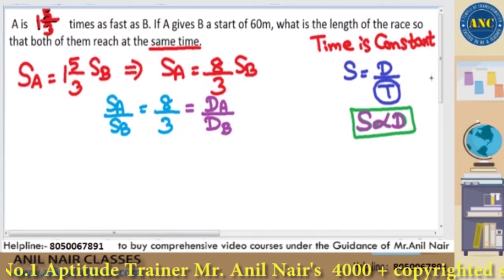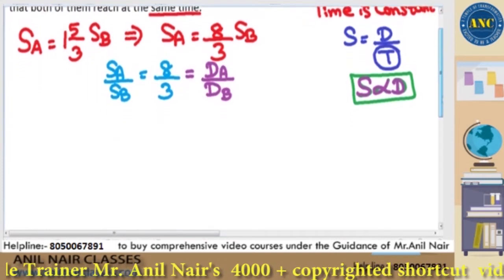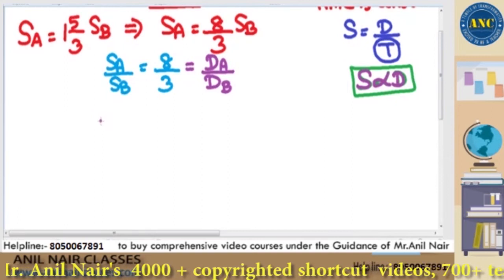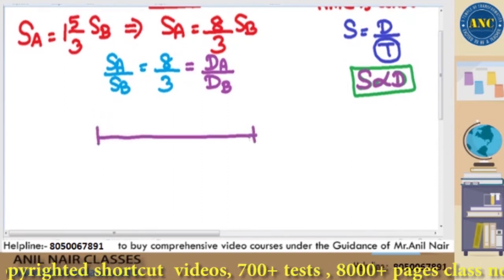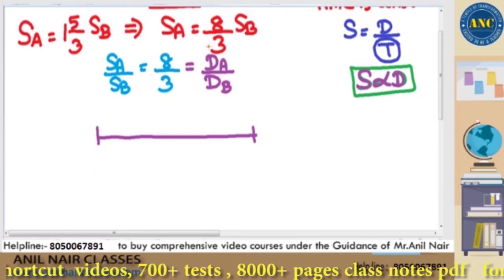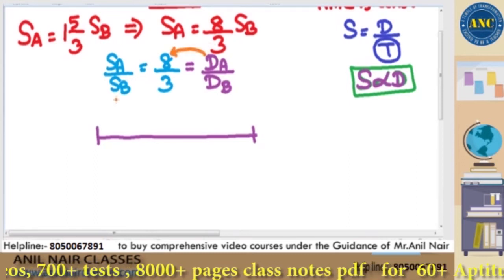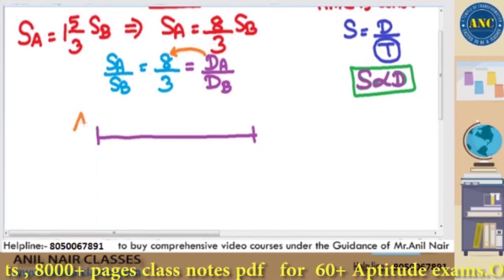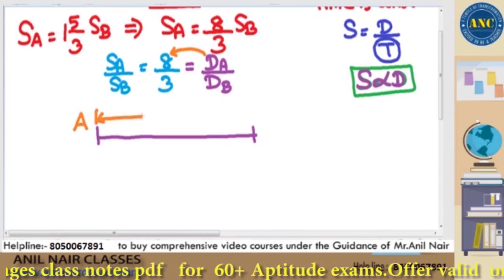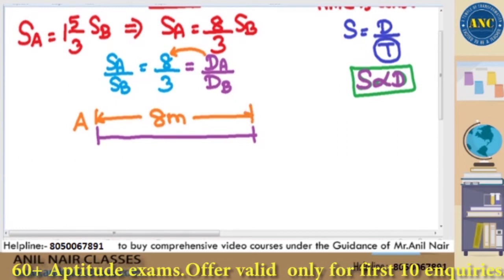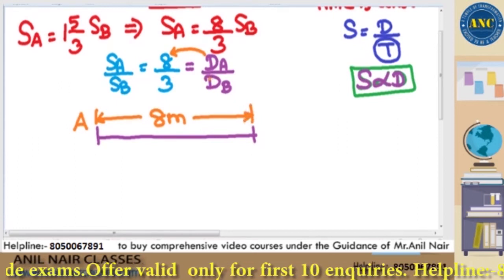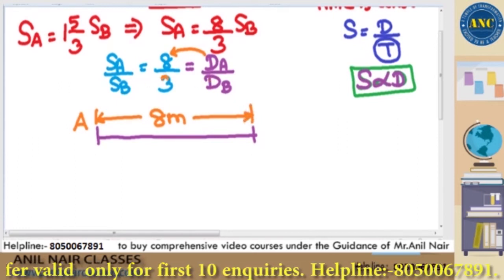Listen to this carefully. Suppose this is the length of the race. This is the track. Distance traveled by A is 8 meters. That means A starts from here and will travel the entire 8 meters. But the distance traveled by B is nothing but 3 meters.